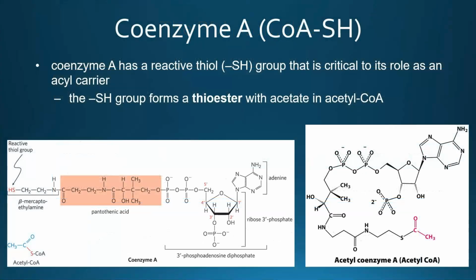Here are some of the cofactors. Coenzyme A has an ADP, adenosine diphosphate group, attached to a pantothenic acid group, and this beta-mercaptoethylamine group. This SH is the reactive thiol group. So commonly we will write acetyl-CoA as acetyl with an S, and then the rest of it being the coenzyme A.